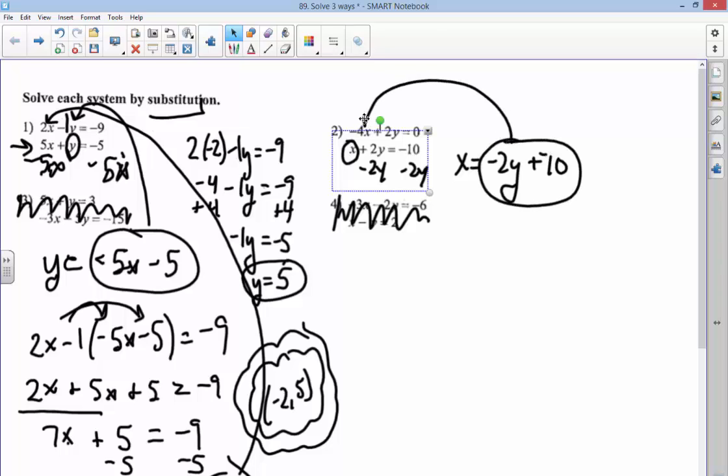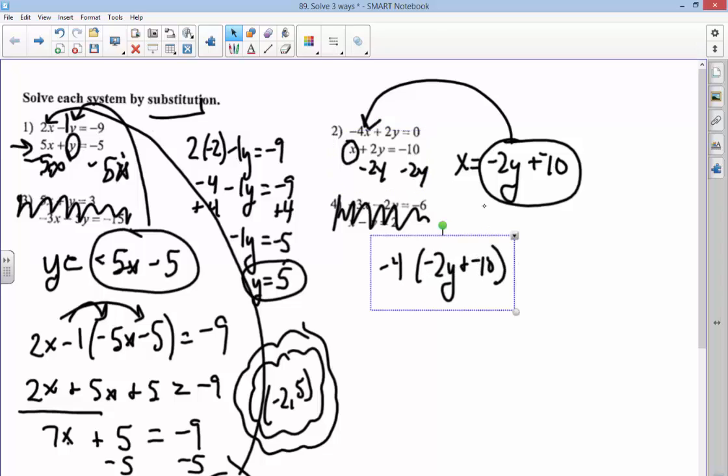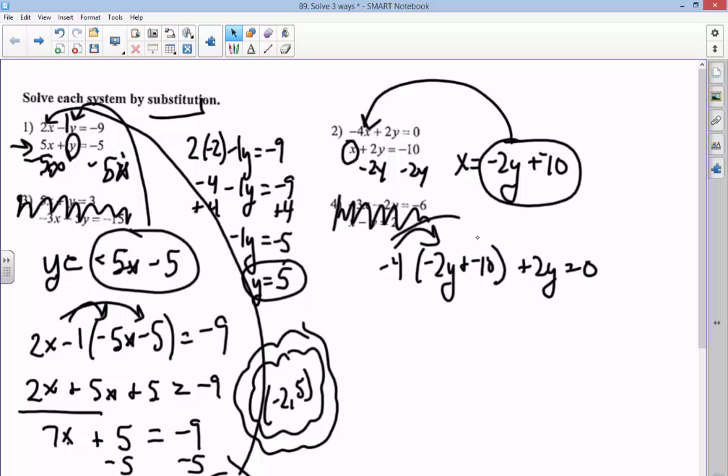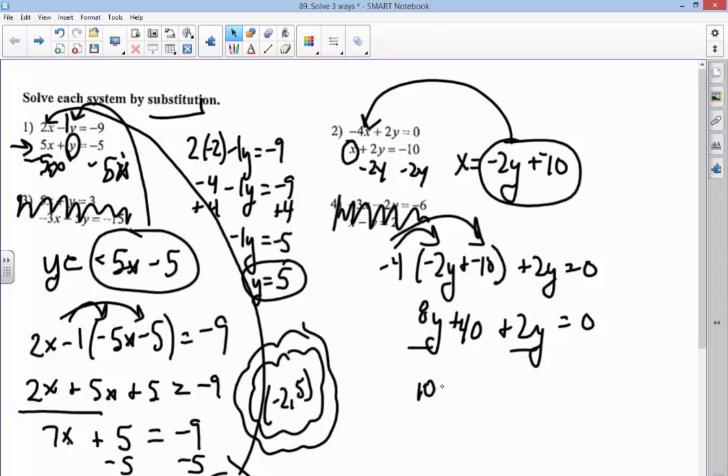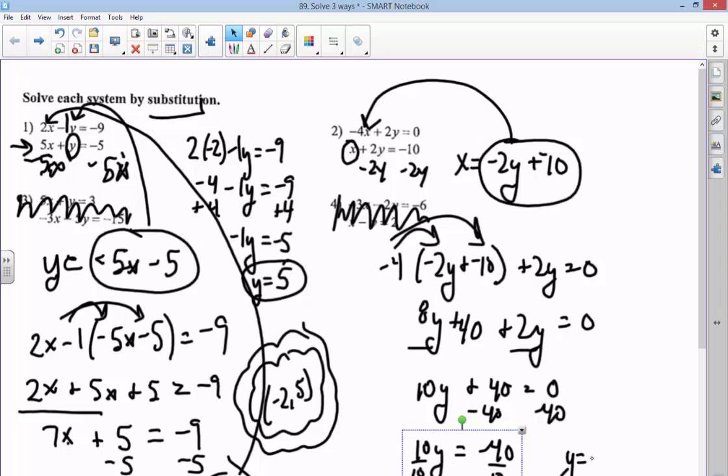This goes in for x in the top equation. So negative 4. Instead of x, the substitute is coming in, so negative 2y plus negative 10. Continue that top equation, so plus 2y equals 0. You're going to distribute, so 8y plus 40 plus 2y equals 0. The 8y and the 2y are on the same side of the equation, so 10y plus 40 equals 0. You're going to subtract the 40 to isolate the y. 10y equals negative 40, and then divide by 10 to get the y alone. So y equals negative 4.